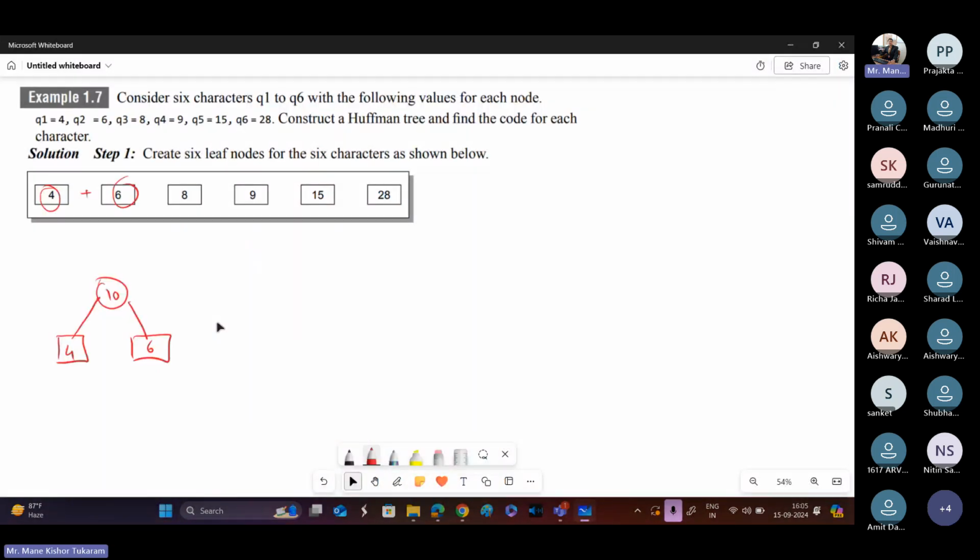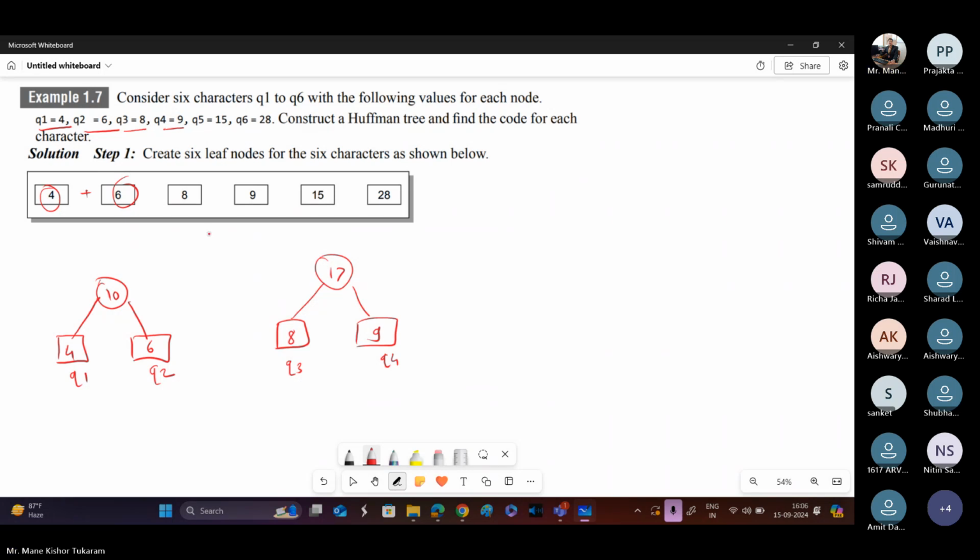So again, we just choose the Q1, which means 4, and Q2, which means 6. So this is the Q1, this is the Q2. Now we have to move towards the Q3 and Q4, that is 8 and 9. So Q3, Q4. Whatever the summation of these two is, 8 and 9 is 17. Okay.